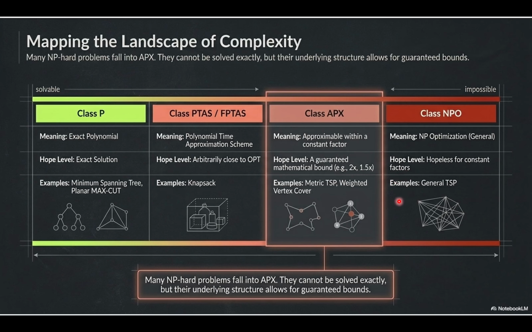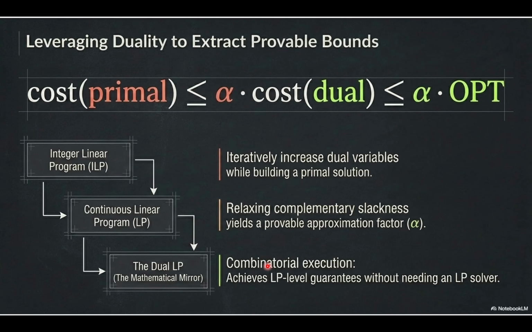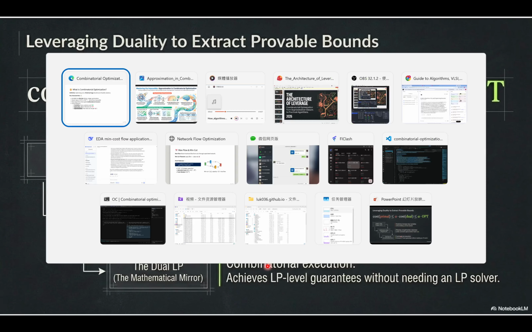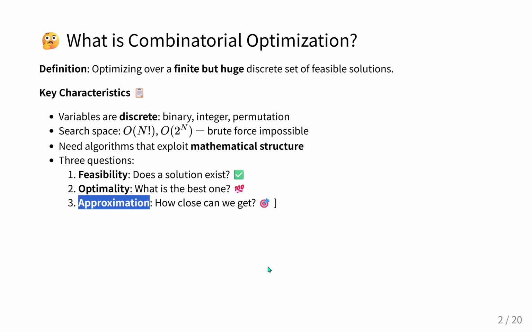Wow. And what's fascinating here is that, as the source explicitly notes, knowing the approximation class of your problem is basically half the battle. Because it tells you what's actually possible before you waste a decade trying to write an algorithm that the laws of physics won't allow. Yes, exactly. It saves you from trying to solve an NPO problem. But wait, I want to push back on this APX class for a second.